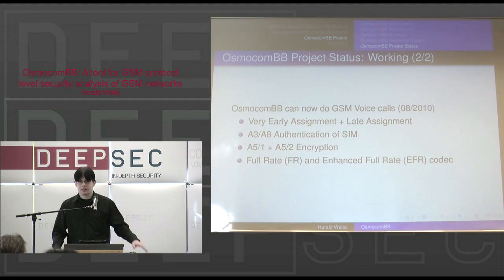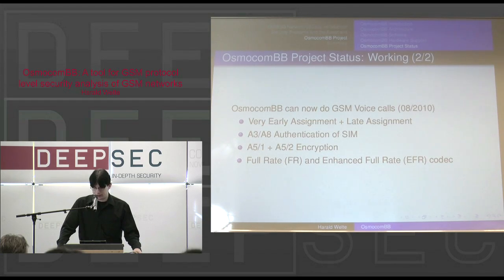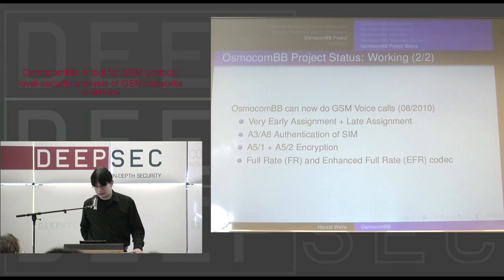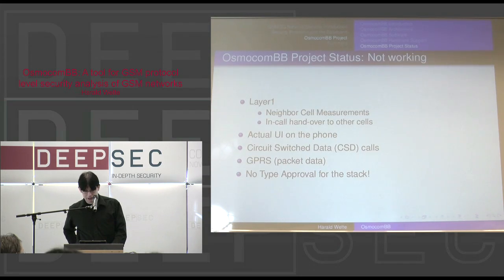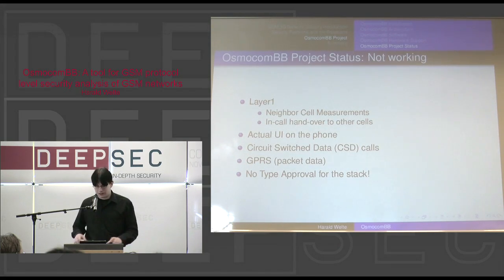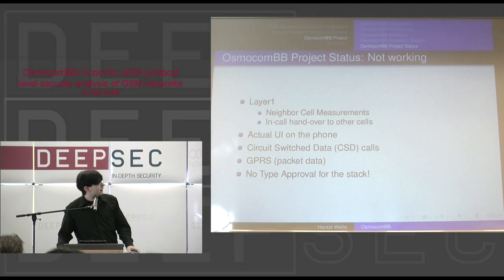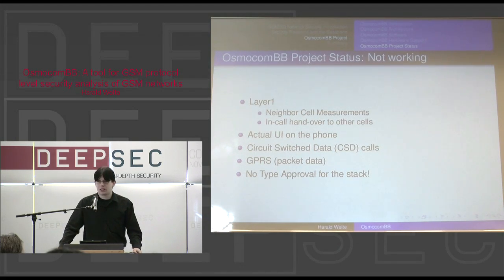Starting from August this year, it's possible to do voice calls with OsmocomBB. If somebody has background about GSM, it supports the various assignment schemes. It supports authentication using a SIM card. It has support for the FR and EFR codec. What we don't have is neighbor cell measurements, which for security analysis are completely unneeded. We don't do handover, which typically you also are not very interested in if you want to do security research. We don't have a user interface on the phone, but all the user interface is command line based and runs on the PC. We don't do circuit switched data, we don't do GPRS, and of course there's no type approval for this stack.